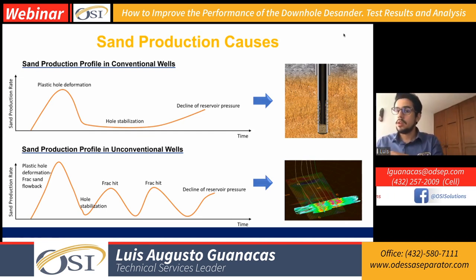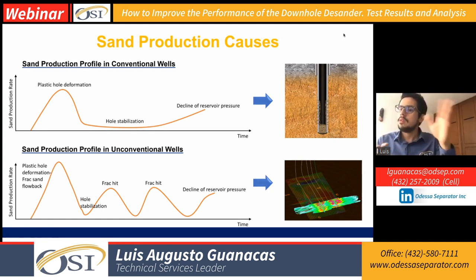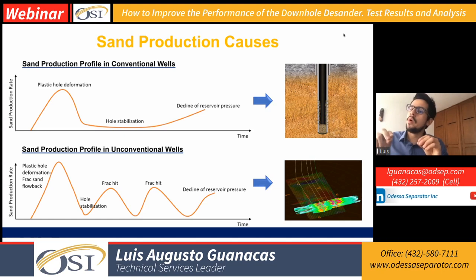This is conventional wells. For unconventional wells, we have a different performance. We have the typical plastic deformation, but remember, because we frack the well, we have not only the plastic deformation but additionally the flowback of fracked sand. We have to use some proppant, which are additives we put in the water in order to stay inside the fracture and keep the fracture open. So that's why normally at the beginning of unconventional well completion, the sand production is higher than in normal wells.